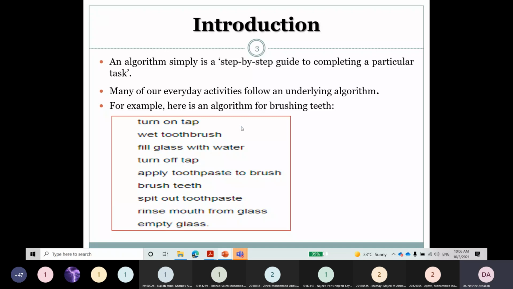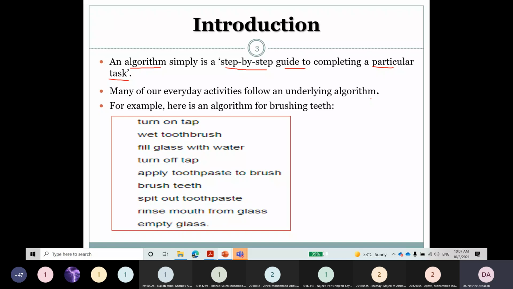So this is what an algorithm means. It is simply a step-by-step guide, like: go to this point, turn 50 degrees, etc., to complete a particular task. So you have a particular task that needs to be completed, and you follow a step-by-step guide to achieve it. Many of our everyday activities follow an underlying algorithm.